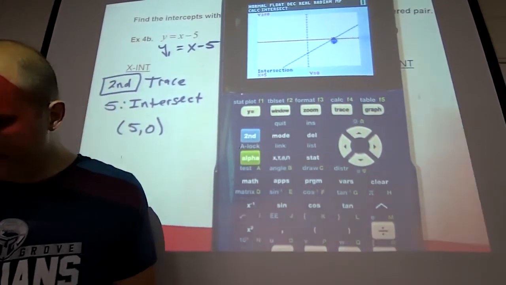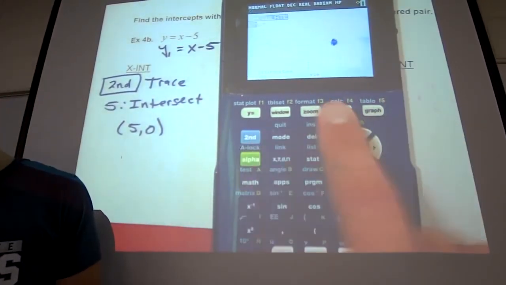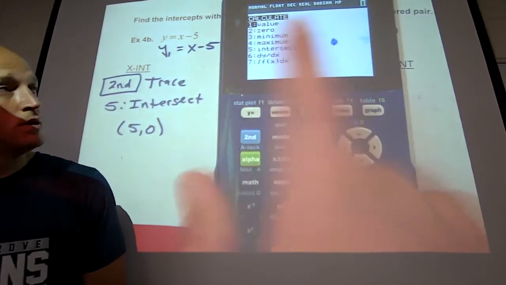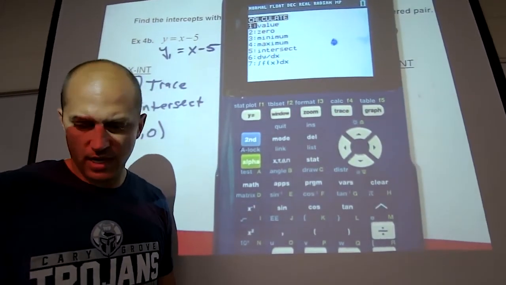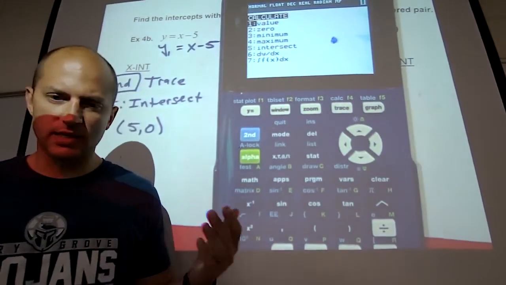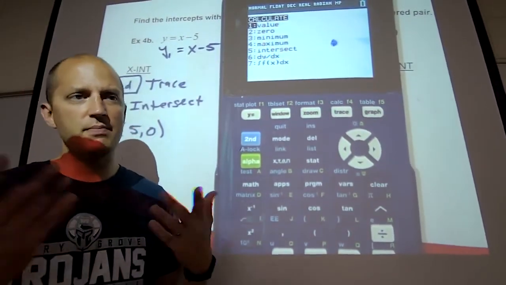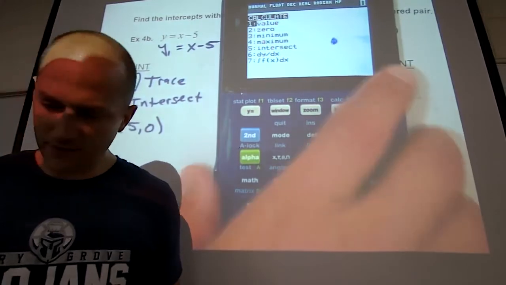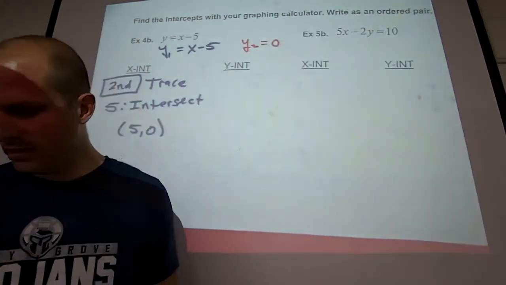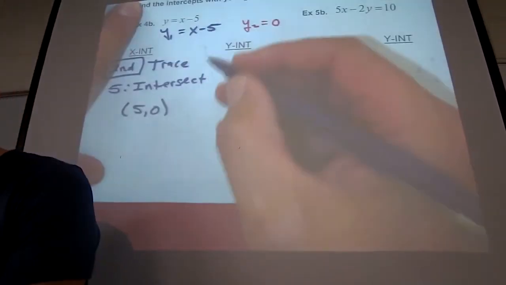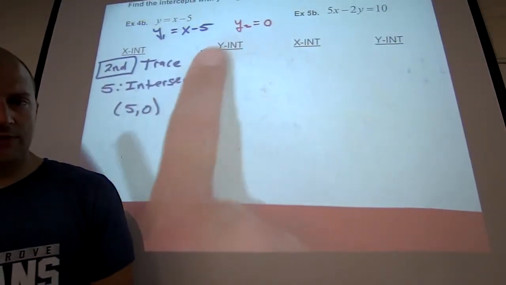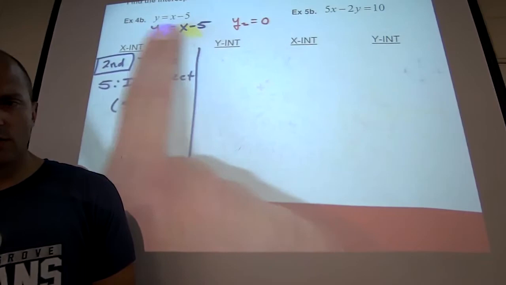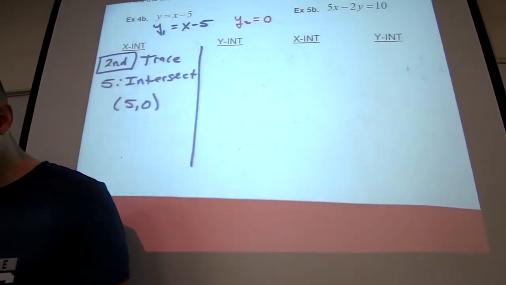All right. Some teachers do second trace 0, and that is an option, but I don't like that one, okay? Because sometimes it says left bound, right bound, guess, and then people don't know their lefts and the rights, and they can't find it. They get bound errors, and I just don't have the patience for that. So number 5 works great, but you have to have a Y1 and a Y2.